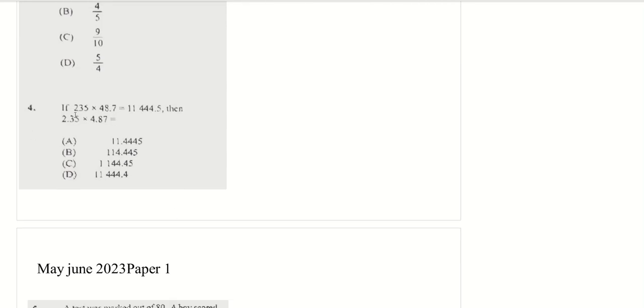Right, this one, if 235 multiplied by 48.7 is 11,444.5, then what is 2.35 multiplied by 4.87? Now, if you look at this here and this here, they're basically the same number, they just have decimal points. And we know when we are multiplying decimal numbers, we remove the decimal point and multiply the numbers like normal. So that means 235 multiplied by 487 would be 114,445.